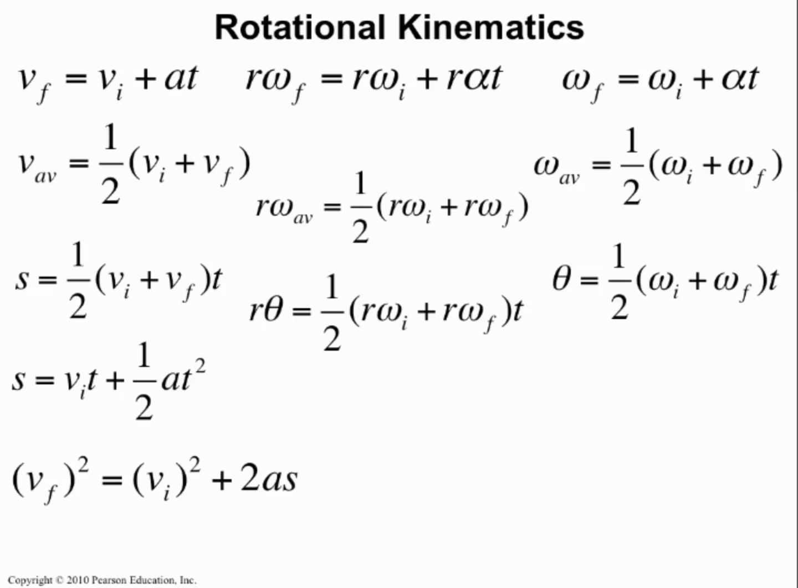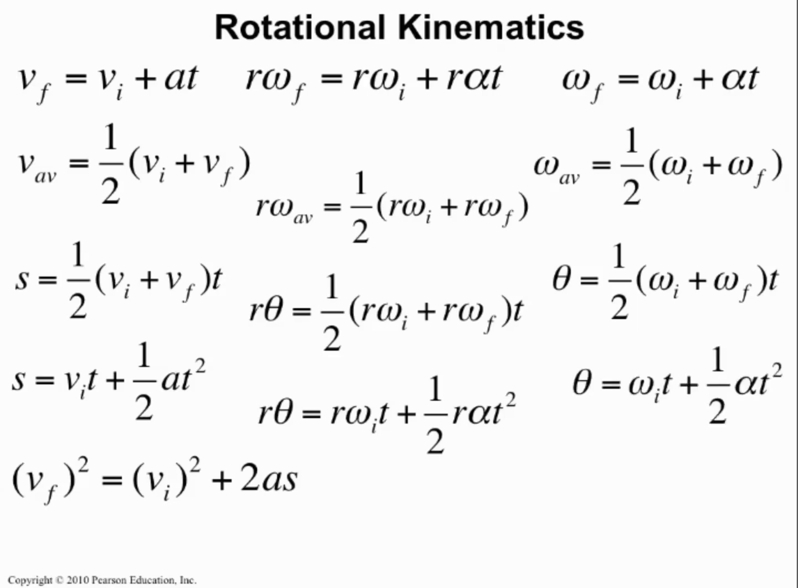The fourth equation, s equals Vi t plus 1/2 a t squared. Filling in, we have r theta equals r omega i t plus 1/2 r alpha t squared. Canceling the r's, I end up with theta equals omega i t plus 1/2 alpha t squared. And all this is saying is that theta, the angular displacement, equals the initial angular velocity times the time, plus 1/2 times the angular acceleration times the time squared.